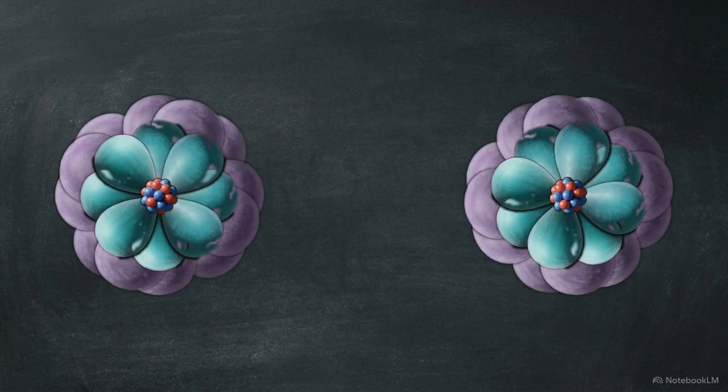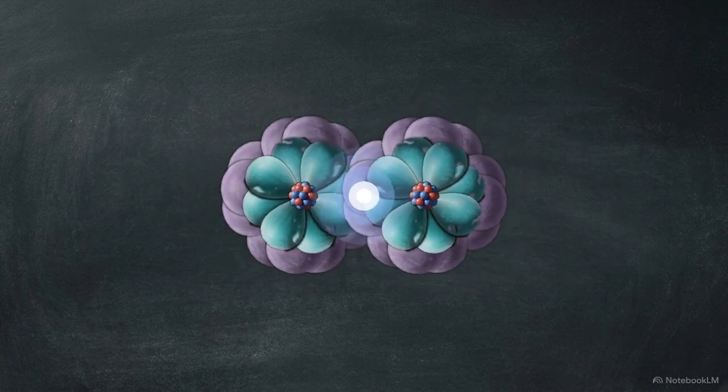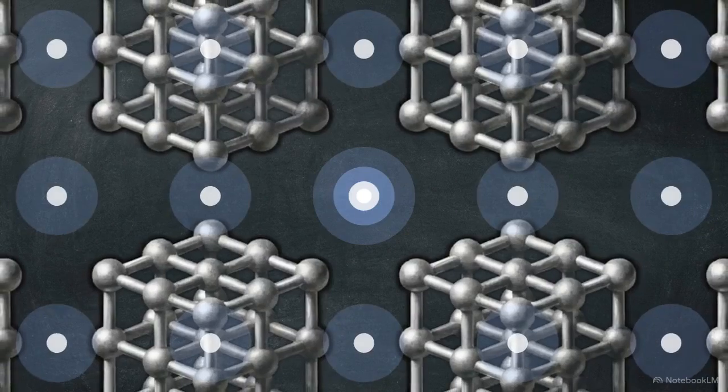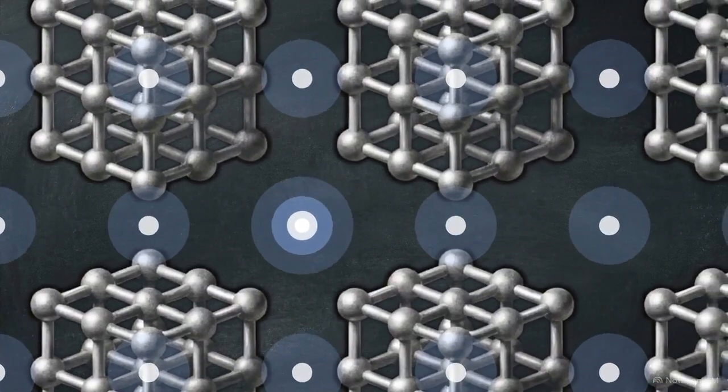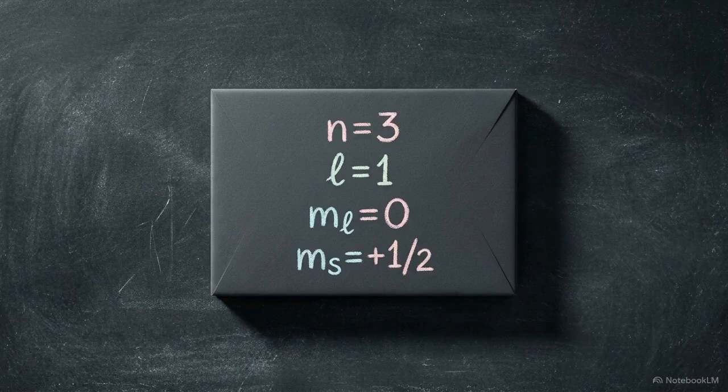Because of the way these electrons are organized, atoms are able to link up with each other. This is why different elements can stick together to form the solid matter that makes up everything in the world around us. Even though the world of the atom is too small to see, it follows a system as organized as the mail in your neighborhood. And now you know how to read the address.